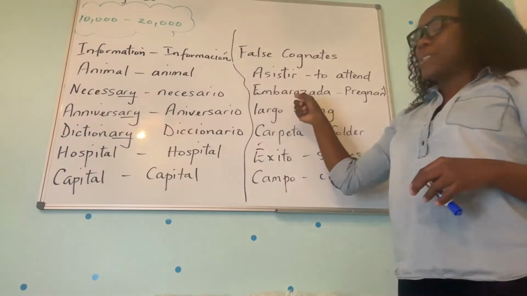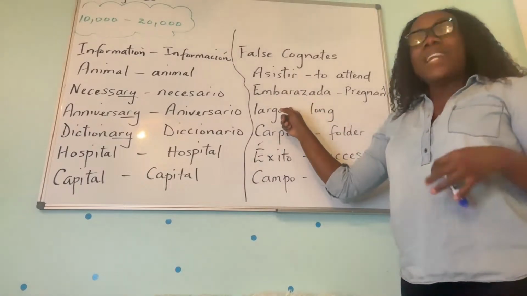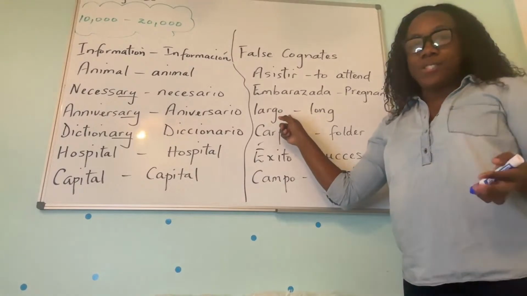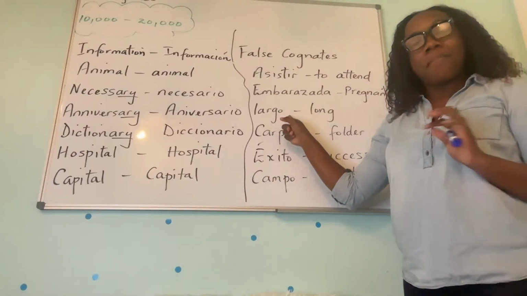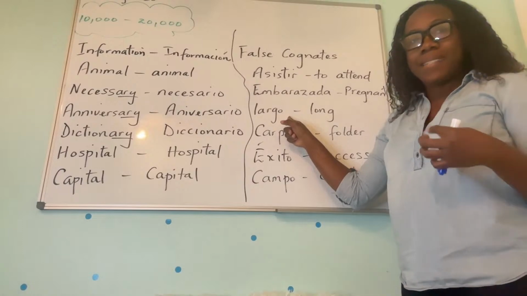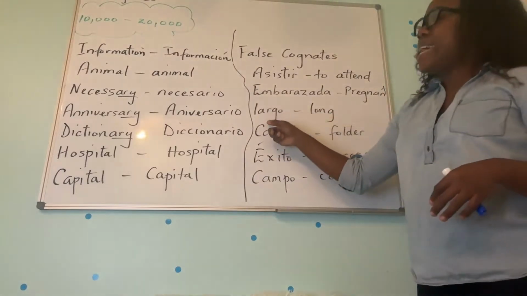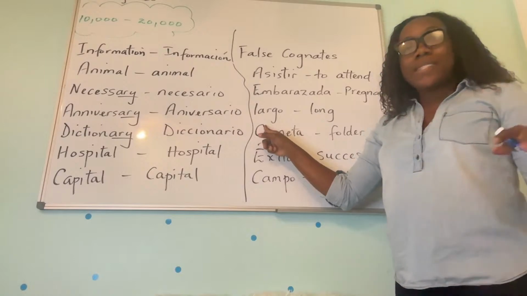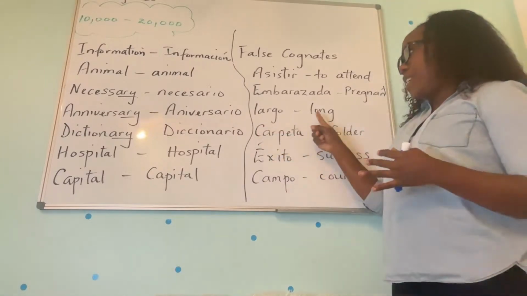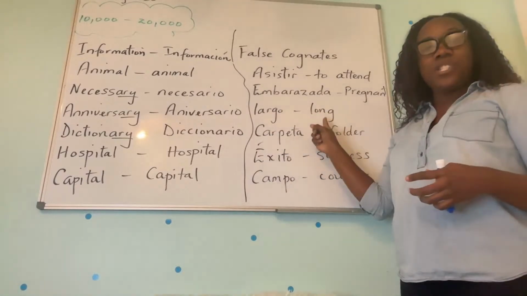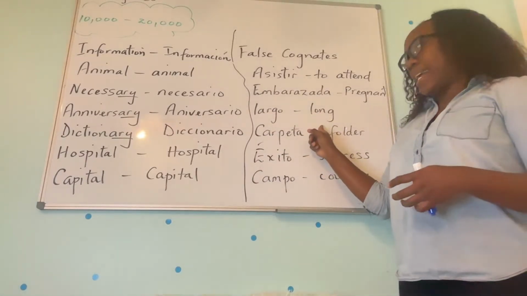The next false cognate is embarazada. Embarazada. And this one looks like embarrassed, but it actually means pregnant. So if we want to say my sister is pregnant, we would say mi hermana está embarazada. And then the next one is the word largo. Largo, it looks like large, but it actually translates long. Okay, so largo in Spanish is long in English.